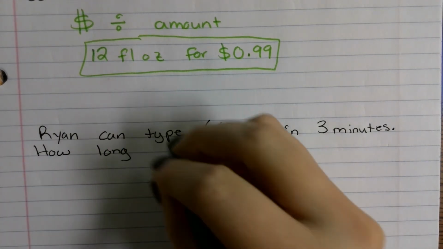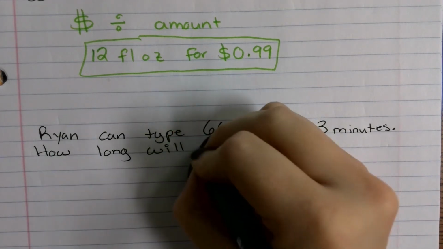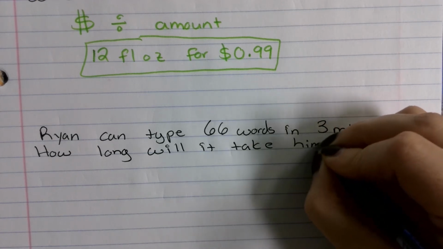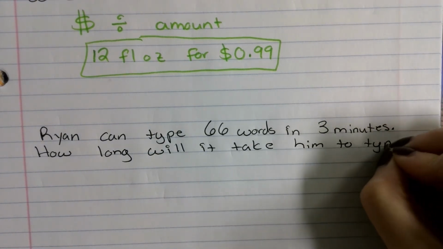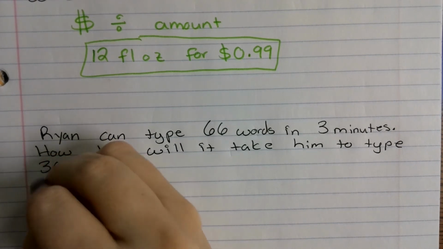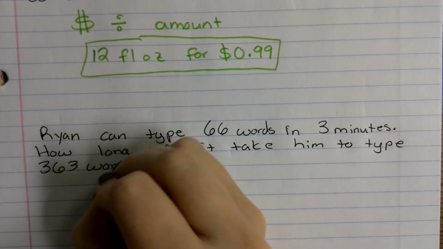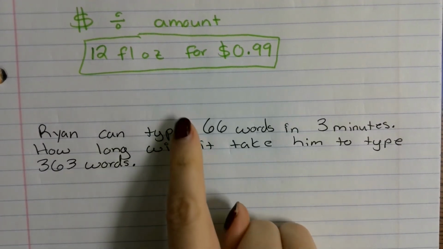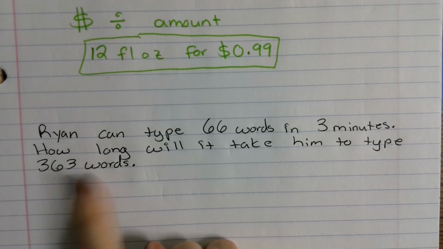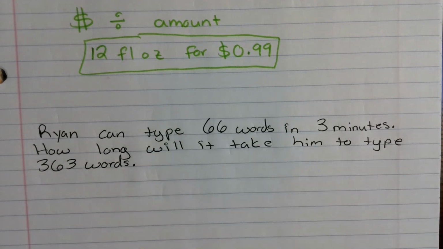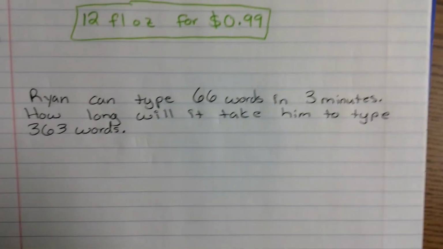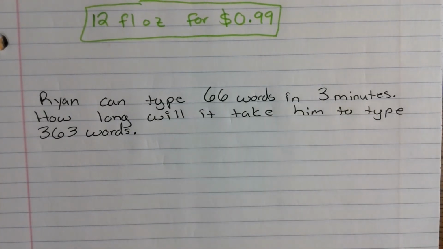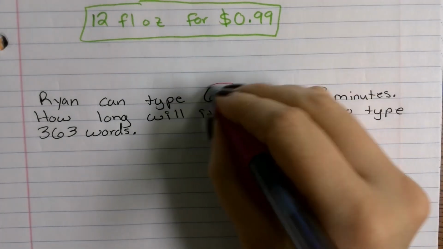So I want to know how long will it take him to type 363 words? It won't. So if he can type 66 words in 3 minutes, I want to know how long is it going to take him to type 363 words. So what you're going to be doing here, you're given a rate already. 66 words in 3 minutes. That's a rate.